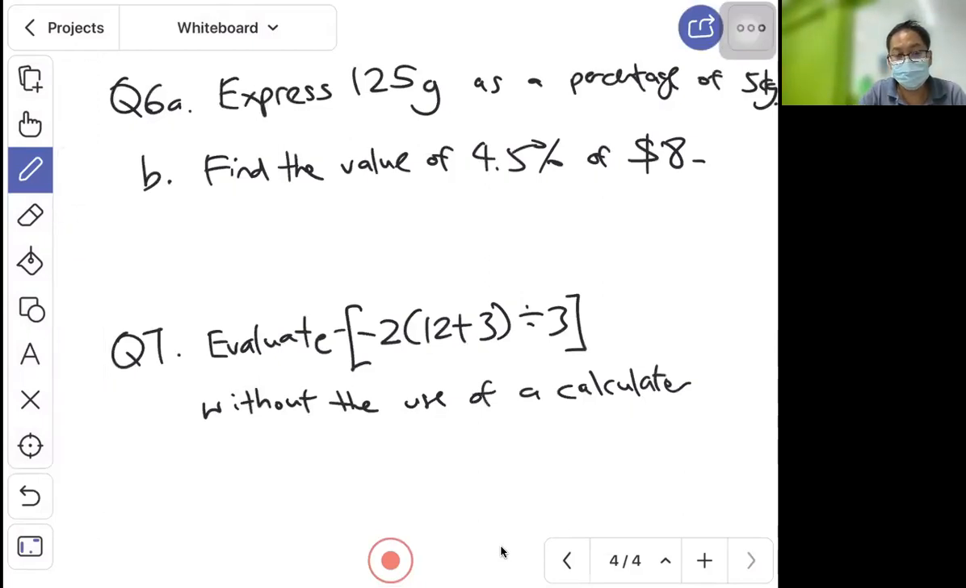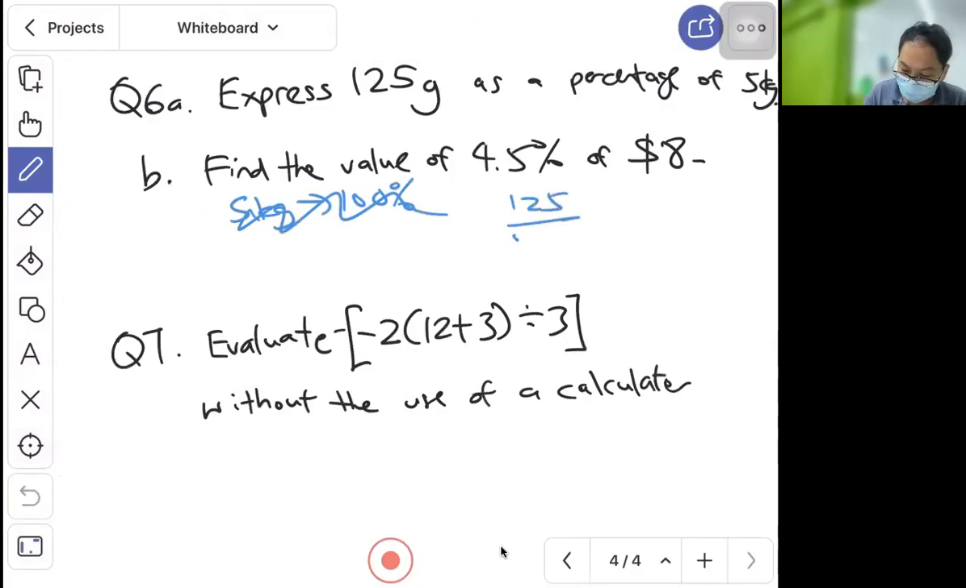Still got time, so I will show the answer. In secondary school, we don't do it like this, where 5 kg is 100%. We don't use this method. Instead we just put it in fraction. So 5 kg is 5,000 gram, then you just multiply by 100%. So it's 2.5%.